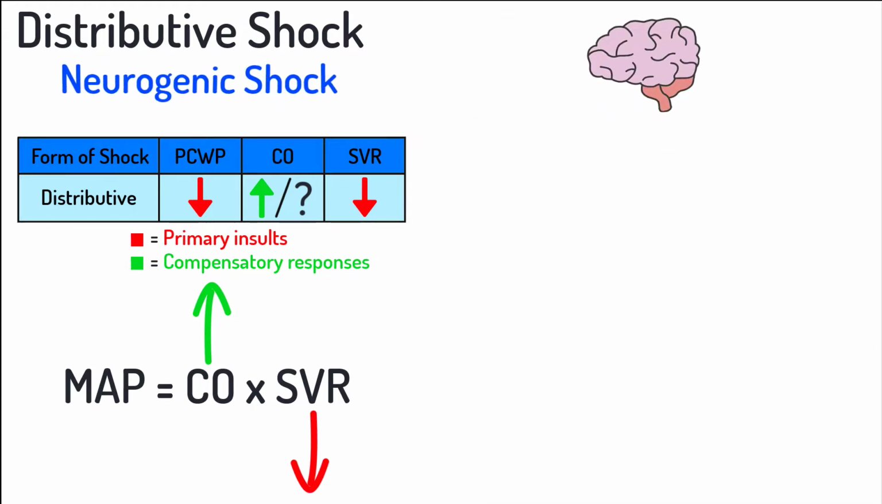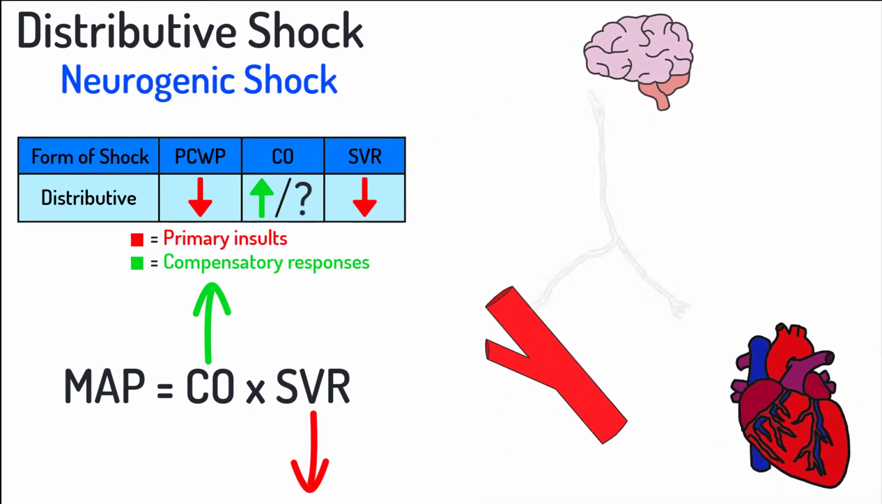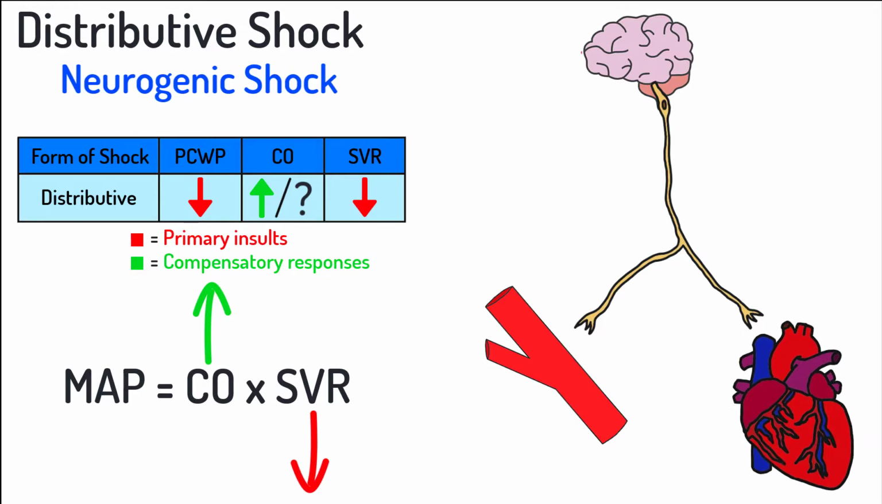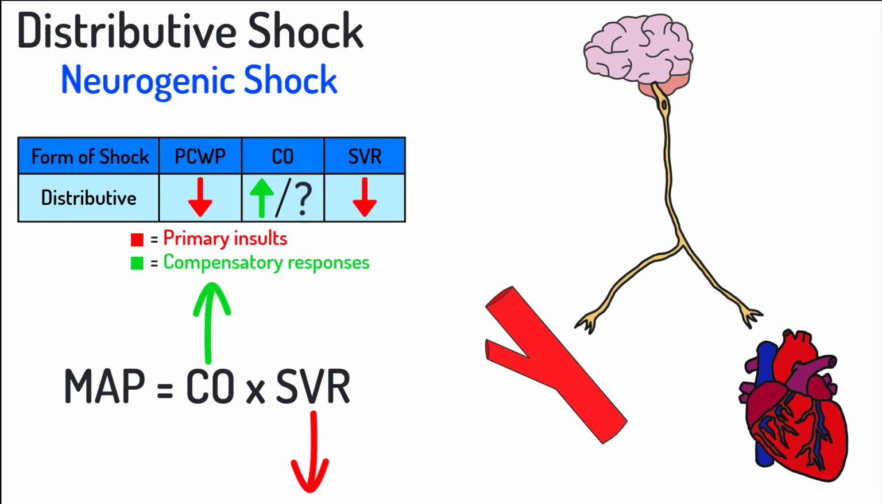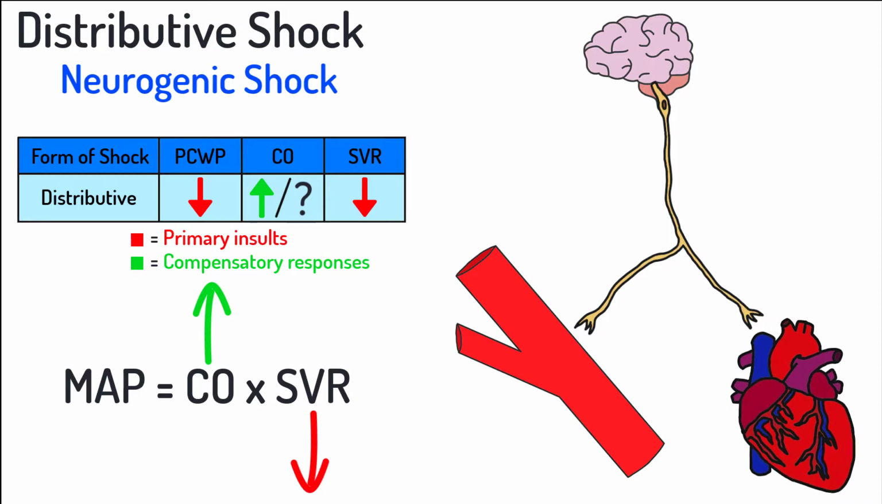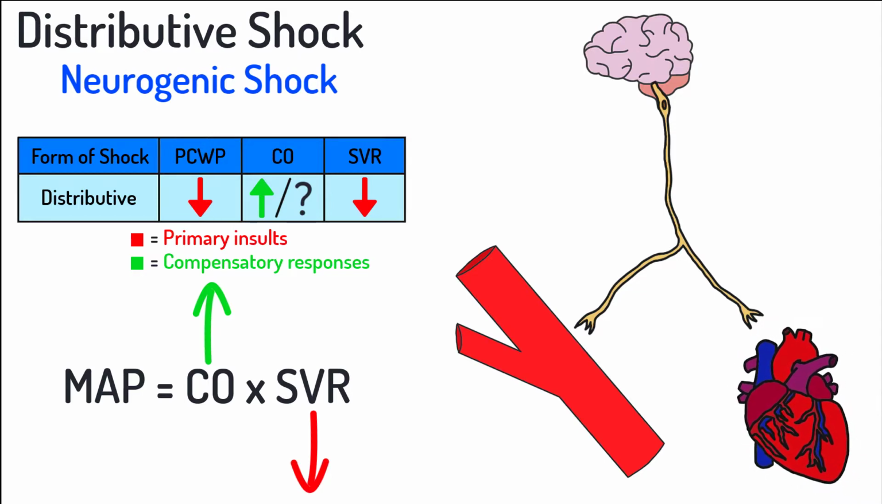Worth noting is one additional form of distributive shock known as neurogenic shock. Neurogenic shock involves the interruption of autonomic pathways due to severe traumatic brain injury or spinal cord injury. The result is an alteration in vagal tone that leads to decreased vascular resistance and subsequent distributive shock. Similarly, these alterations in vagal tone may cause bradycardia, and thus the compensatory rise in cardiac output that is classically associated with distributive shock will not be seen.